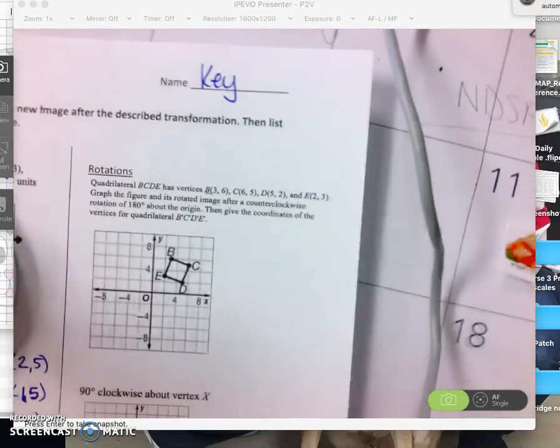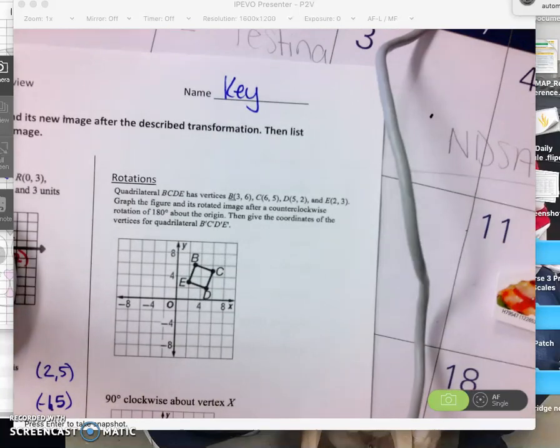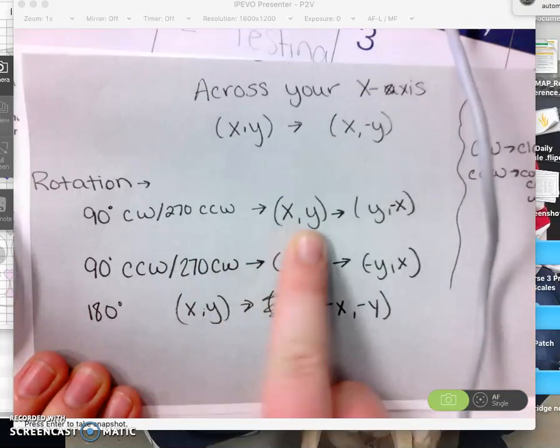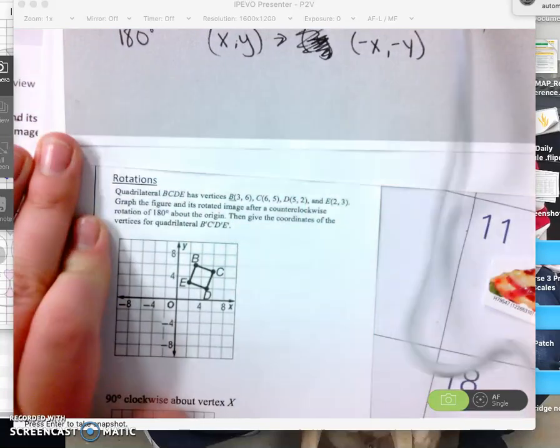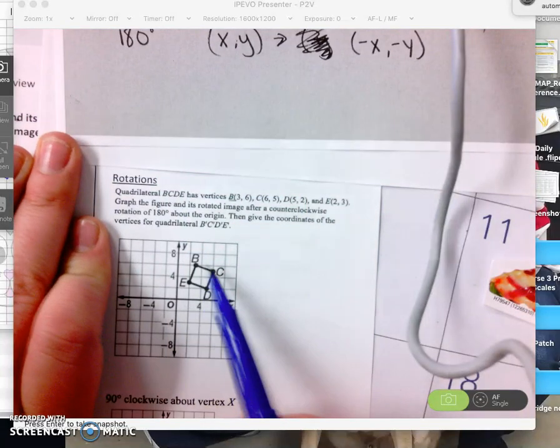Okay. Rotations. So my little cheat sheet, wherever you are. Okay, I'm just going to show my little cheat sheet here. 90 degrees clockwise. I'm going to reference this. So here has the vertices. B is 3, 6.